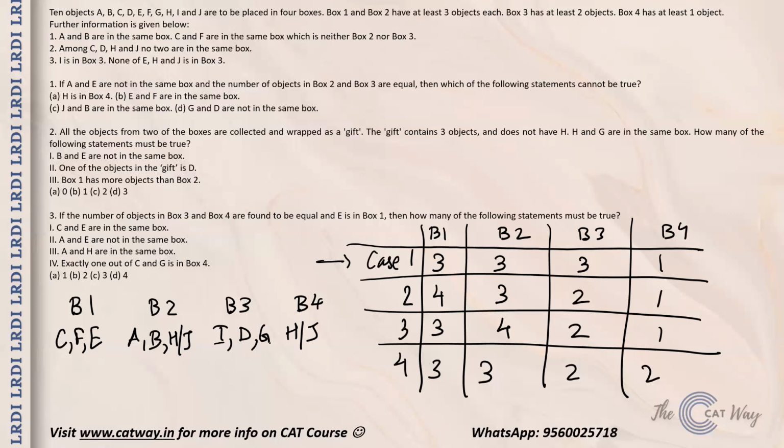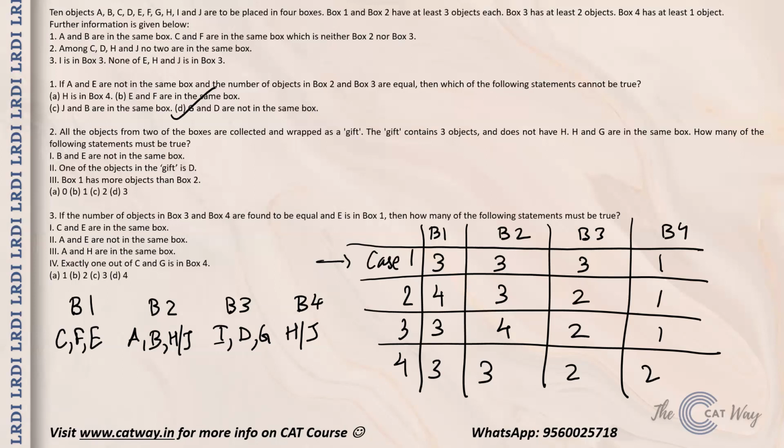Let's move to the options. The question is which cannot be true. So H is in box 4. It is possible that it might be true. Second is E and F are in the same box. That is also possible. J and B are in the same box. There is a possibility that they might be in the same box. That means option number D, G and D are not in the same box. We can definitely see that G and D are in the same box, whereas the statement says they are not in the same box. So the statement cannot be true. Hence the correct option is option number D, right?